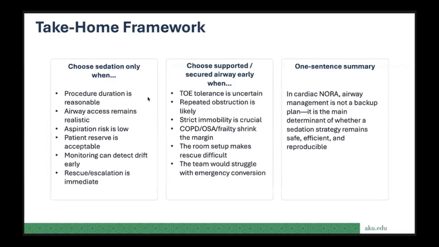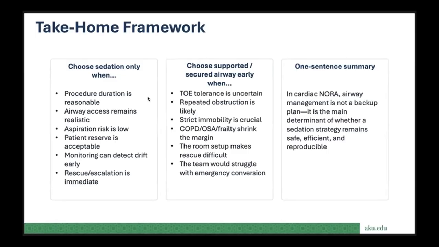So this final framework is intended for decision making. Sedation alone is reasonable when the patient has acceptable reserves, low risk of aspiration, monitoring can detect drift early, and rescue access remains realistic. Choose the supported or secured airway earlier when the TEE tolerance is uncertain, repeated obstruction is likely, the procedure requires strict immobility, or the room layout makes emergency rescue difficult.